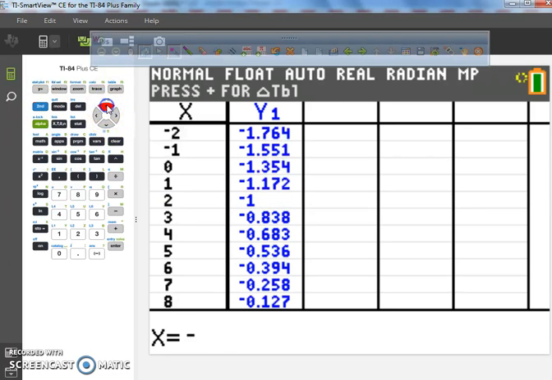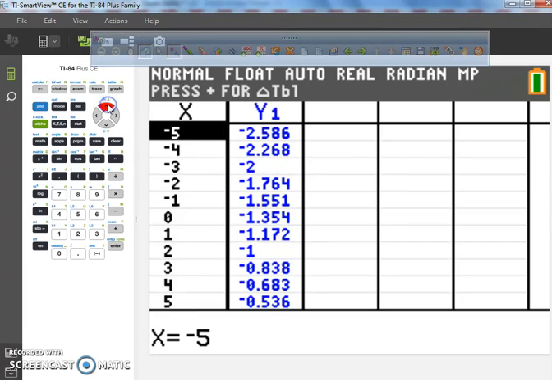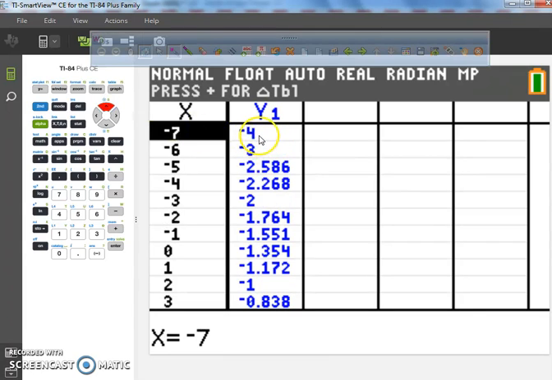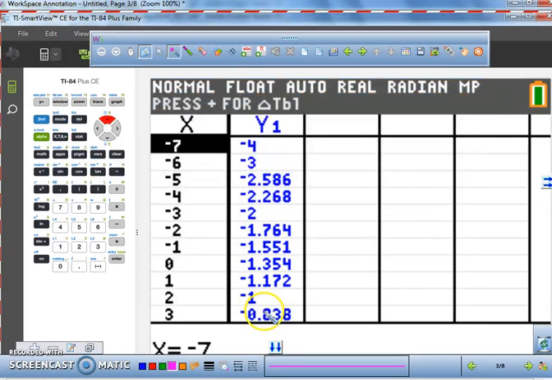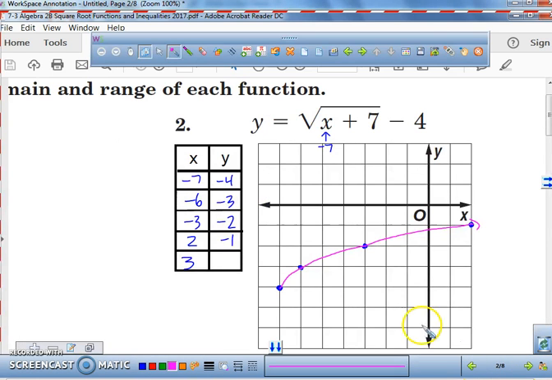Now check your table and you'll see these points. Where did we start at? We started at a negative 7. And there it is. There's negative 7, 4. There's negative 6, 3. There's negative 3, 2. There's 2 and a negative 1. And it looks like 3 is at negative 0.8. So I'll just go over here and put negative 0.8, even though I can't plot it.